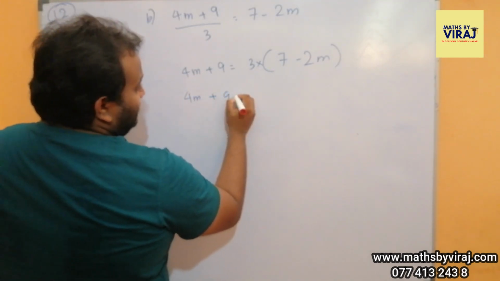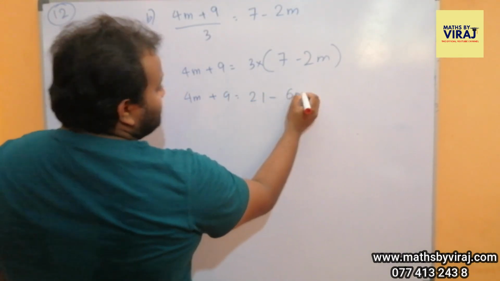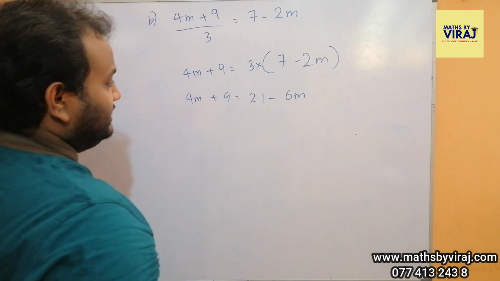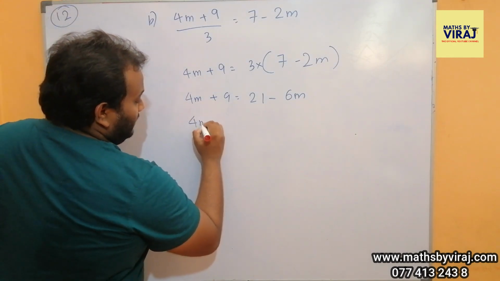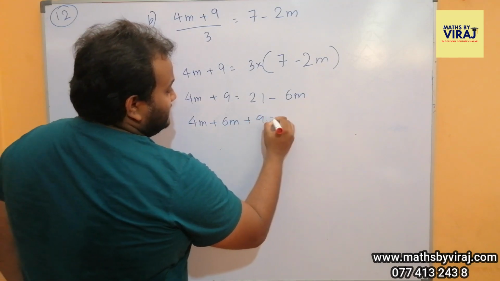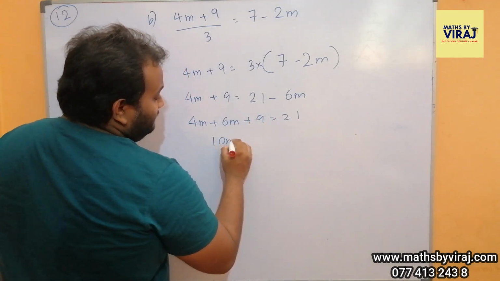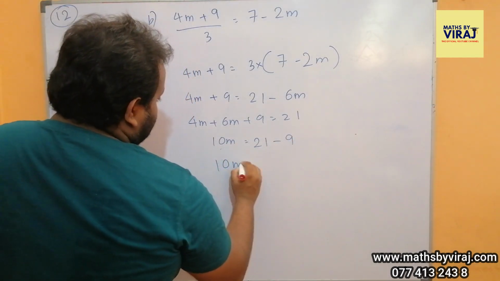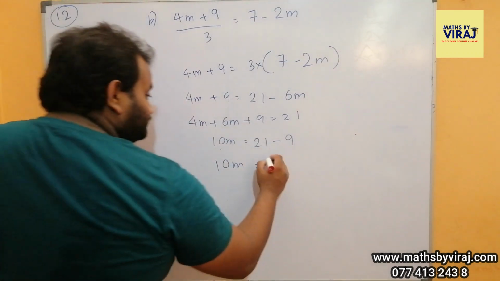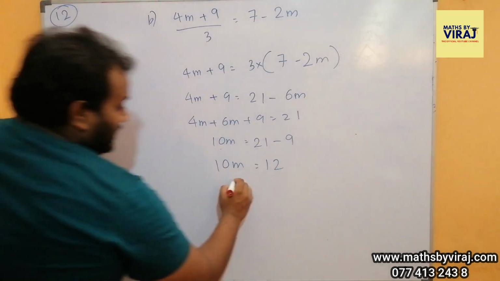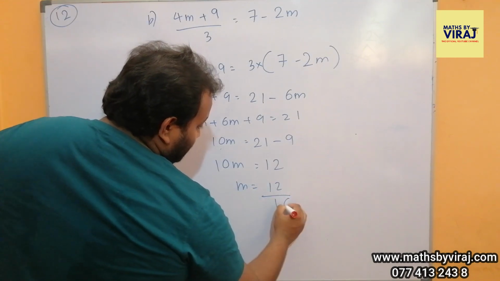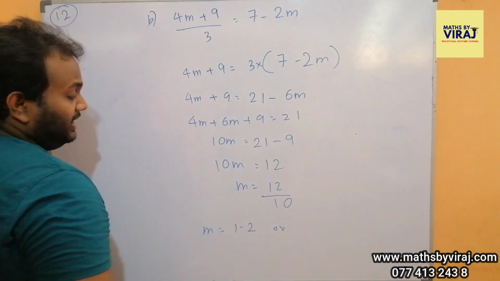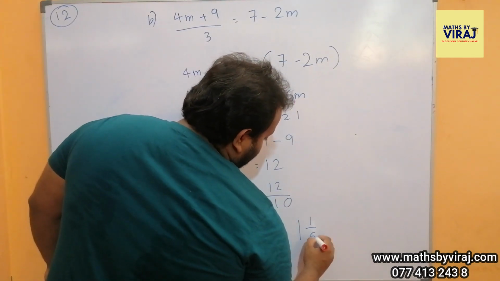4m plus 9 is 21 minus 6m. So we take all the m terms to one side and the other terms to the other side. 4m plus 6m plus 9 is 21. 10m is 21 minus 9. Therefore, 10m is equal to 12. m is equal to 12 divided by 10. We can leave the answer as 1.2 or in the form of a fraction, which is 1 and 1 over 5.